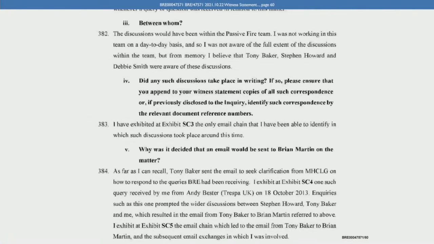Sticking with Sarah Colwell's statement, please, at page 60, if we can go back to that. Paragraph 382, she says, the discussions would have been within the passive fire team. I was not working in this team on a day-to-day basis, and so I was not aware of the full extent of the discussions within the team. But from memory, I believe that Tony Baker, Stephen Howard, and Debbie Smith were aware of these discussions. Is she right about that, to the best of your recollection?